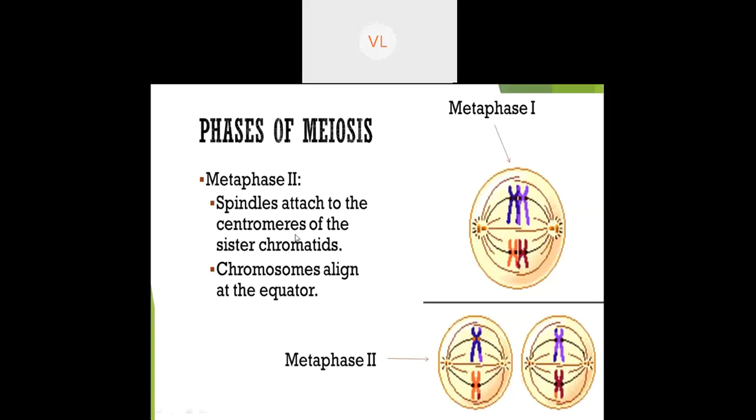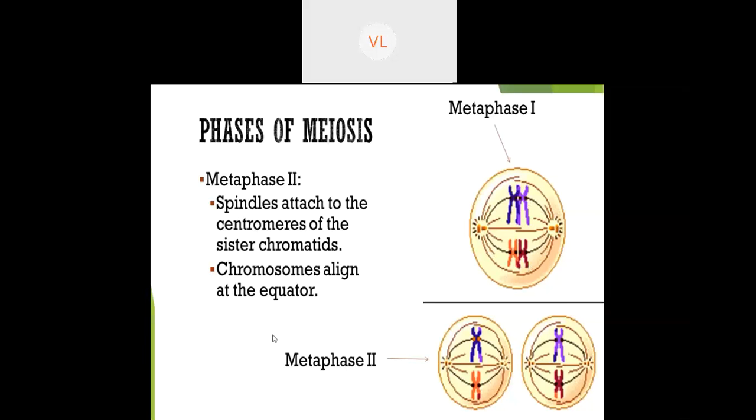Okay, in the second point, what is written? Chromosomes aligned at the equator. So the chromosomes will align at the equator, means this side. This is the equator. You have all studied the equator in geography. So they will align at the equator. Okay, metaphase 1 and metaphase 2 are the same. Shall we move to the next phase?